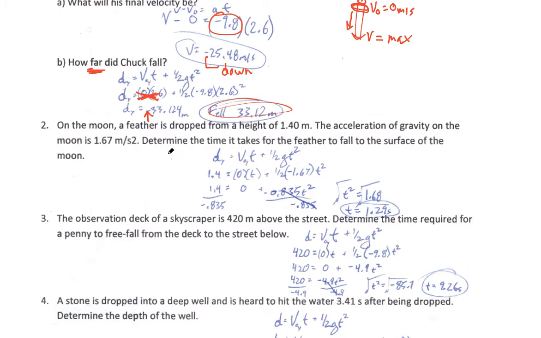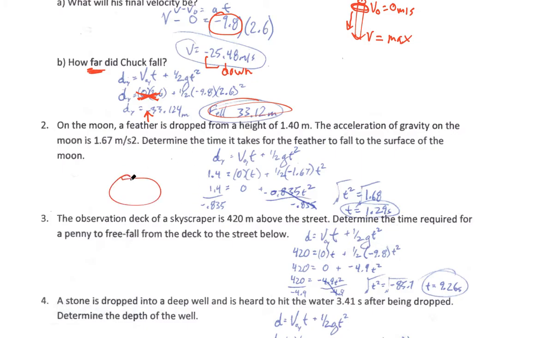Now, realize the feather would fall relatively quickly, especially in comparison to a person, because there's no air resistance on the moon. There's no atmosphere on the moon. Which is kind of interesting. That's besides the point. But if we want to figure out how long it took to fall, well, we know that it's falling a distance.